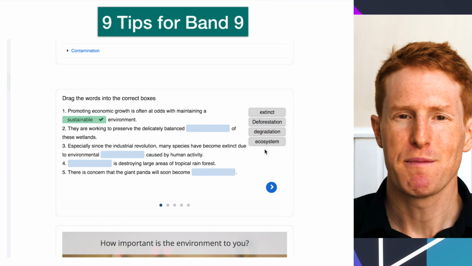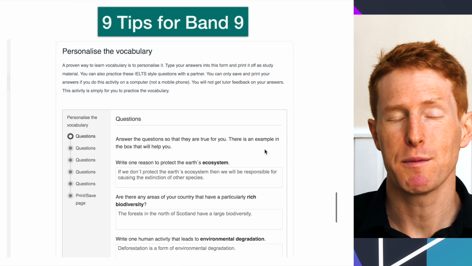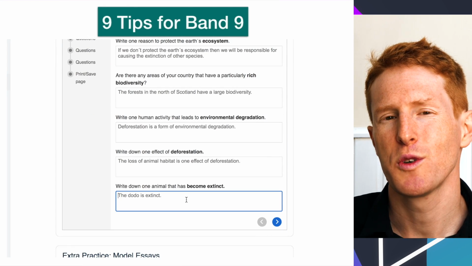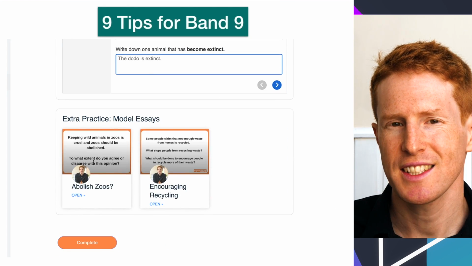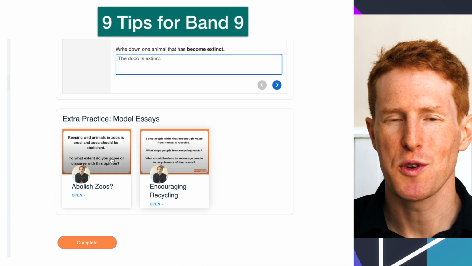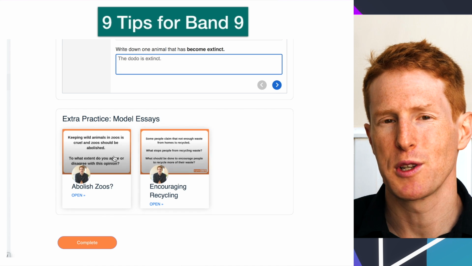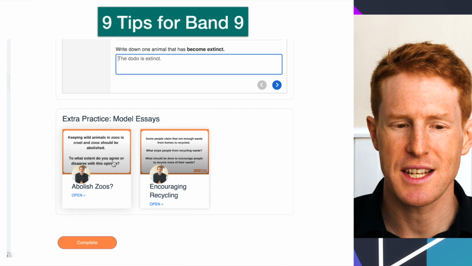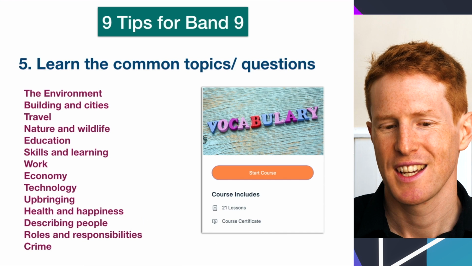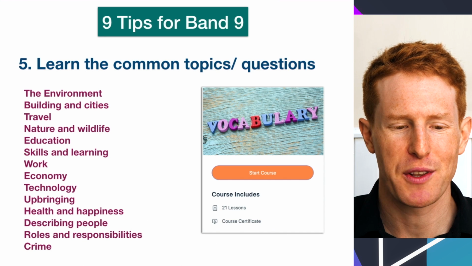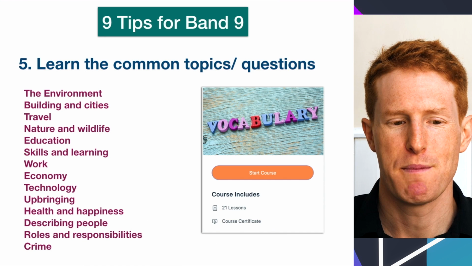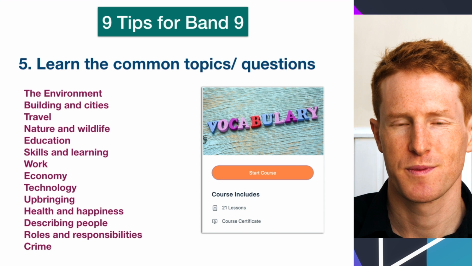You'll also find some personalization activities to help you remember the words, and then also some model essays related to the topics. So for example, model essays related to the environment. So that's going to help you learn about the common themes and topics that appear in IELTS Task 2.